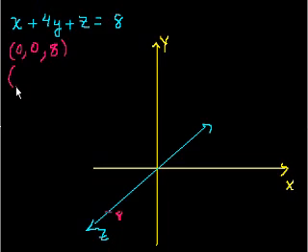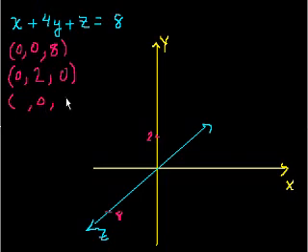Now what is the y-intercept? That's when x is 0 and z is 0. So if this is 0 and this is 0, what's y? 4y is equal to 8, so y would be equal to 2. That would be right here. That's the point 0, 2, 0. And then finally, let's figure out the x-intercept. So y is 0 and z is 0. If this is 0 and this is 0, x is going to be equal to 8. So that is this right here.